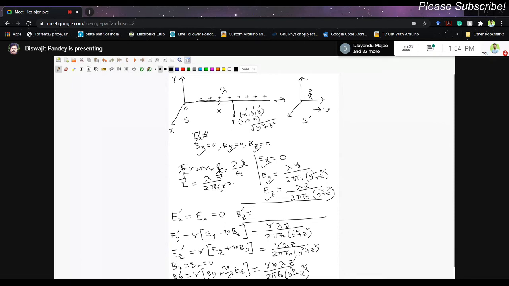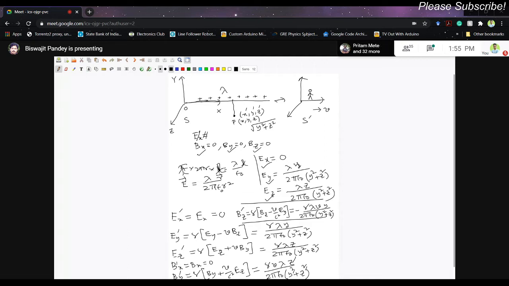similarly gamma times (Bz minus v over c square Ey). Again, the first term will be 0, the second term will be non-zero with a negative sign, minus. These signs are important, because if I give you a problem and you produce a result with a wrong sign, that's a wrong result. So minus gamma lambda v y divided by 2 pi epsilon 0 (y square plus z square).